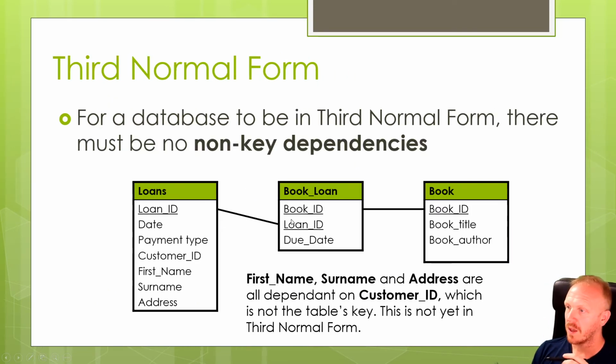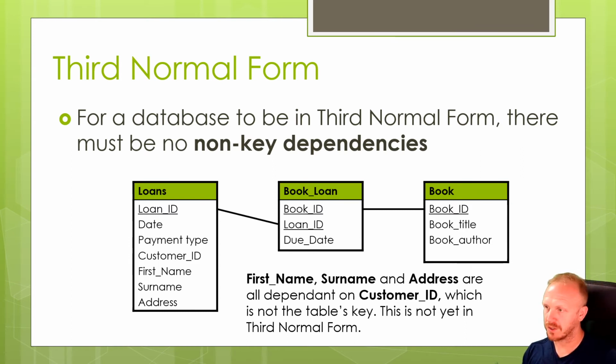In this case, we look for if there are any non-key dependencies. A non-key dependency is anything in any of these tables that depends on something which isn't already a primary key. Now in these two, the book title is dependent on the book ID, as is the author. If you change the book ID, both of those will change. Fine. In this one, the due date is dependent on both of those parts. We've already established that when we did second normal form.